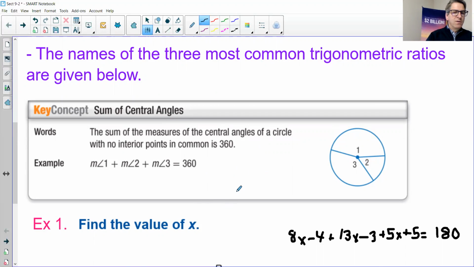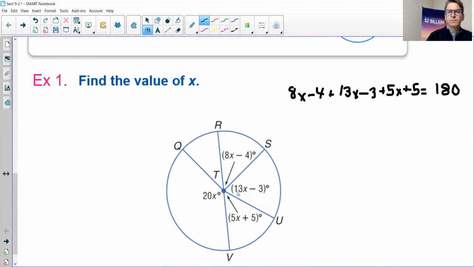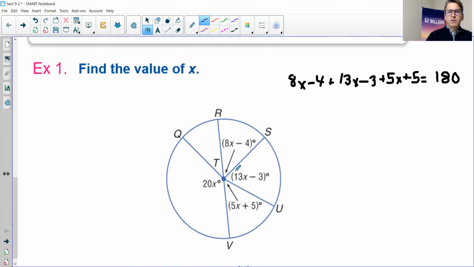Example 1, find the value of x. So we've got this circle here, circle T, and we're going to find the value of x. As you can see here, I've got a diameter going from R to V. So I've set the problem up. If I add 8x minus 4 plus 13x minus 3 plus 5x plus 5, that degree measure should equal 180. Combining like terms, I have 8x plus 13x plus another 5x. I have 26x.